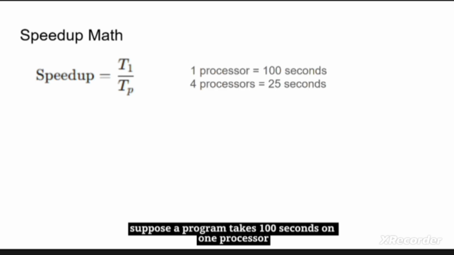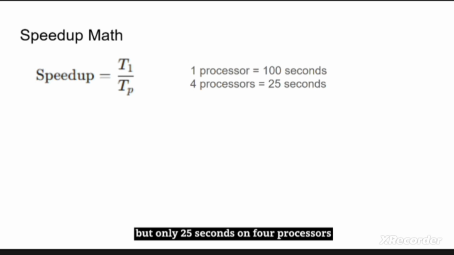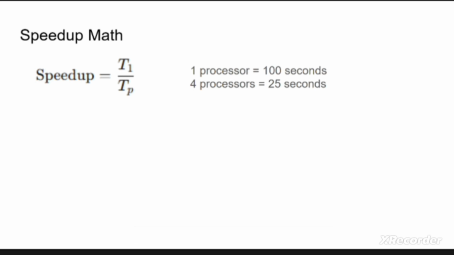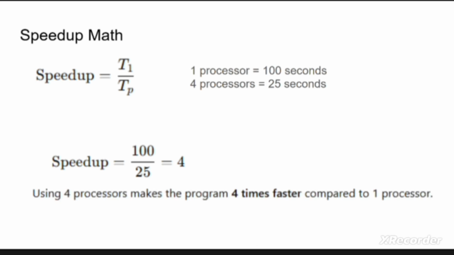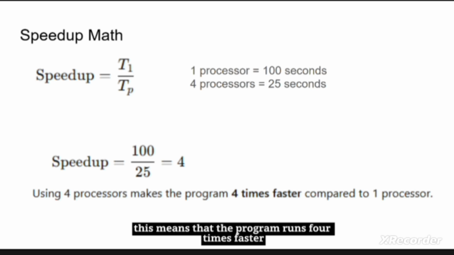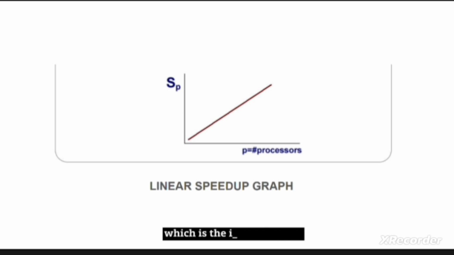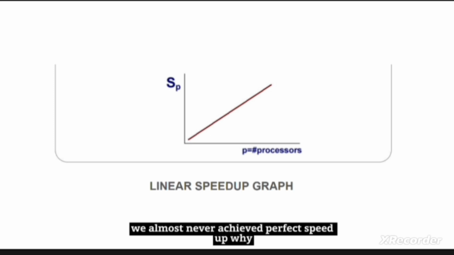Suppose a program takes 100 seconds on one processor, but only 25 seconds on 4 processors. The speed up would be: speed up equals 100 divided by 25 equals 4. This means that the program runs 4 times faster. This is called linear speed up, which is the ideal situation. However, in real systems, we almost never achieve perfect speed up. Why? Because not every part of a program can run in parallel.